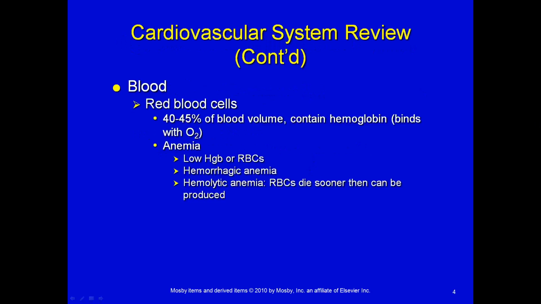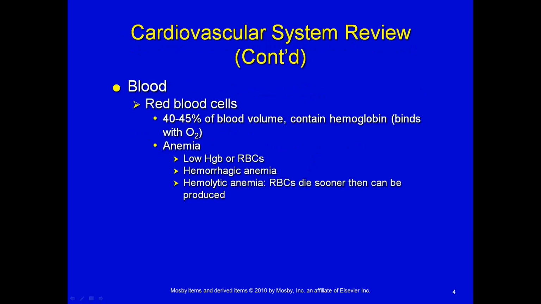Also within blood are red blood cells, and they make up about 40 to 45% of your blood volume. And we know the important thing about red cells is that they contain hemoglobin. And hemoglobin binds with oxygen and then carries the oxygen to the tissues. Now, when you don't have enough red cells, that's known as anemia. So if you're anemic, you have a low hemoglobin or you have a low red blood cell count.